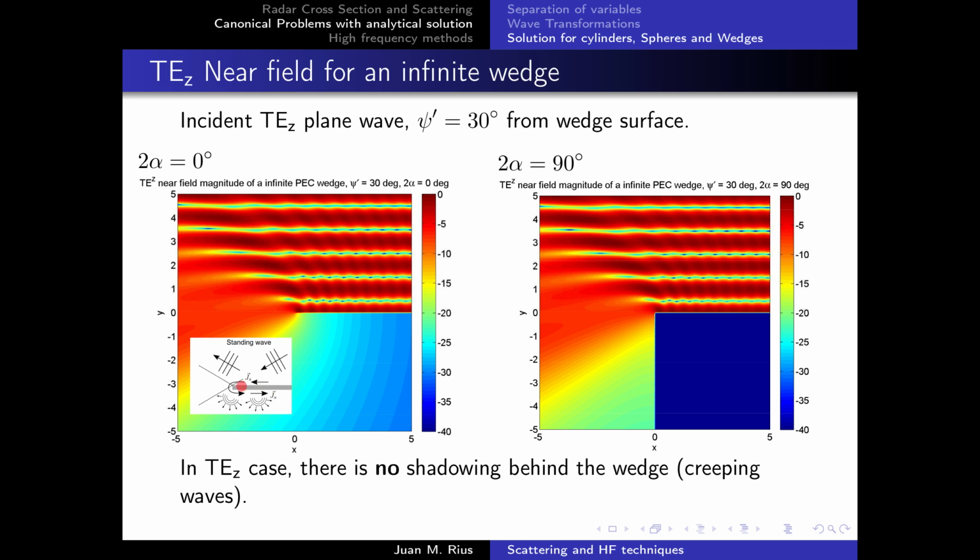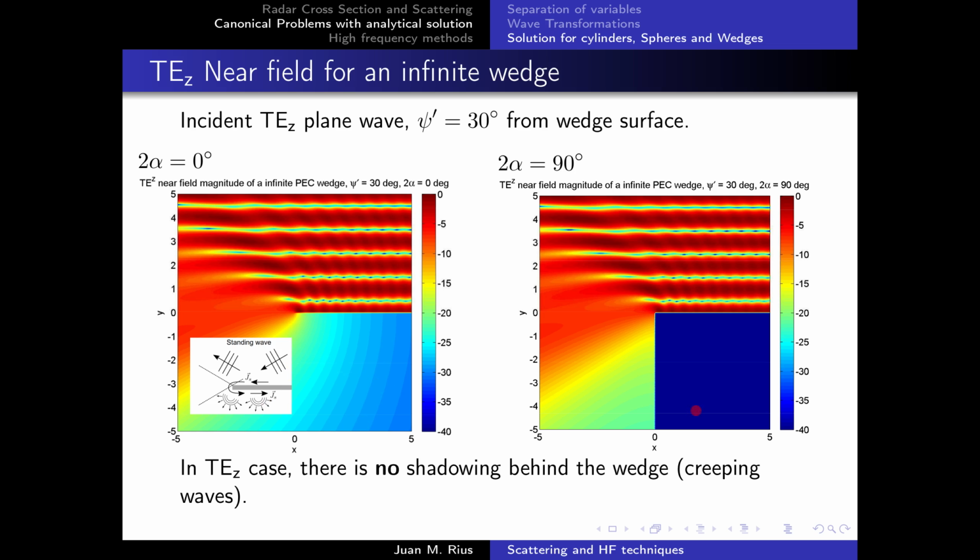These are not strictly creeping waves, but they are a kind of creeping wave. In fact, they turn around the edge. They are traveling surface waves along the shadow region in the perfectly conducting plane, and they radiate. And since they radiate, they produce fields in the shadow region.